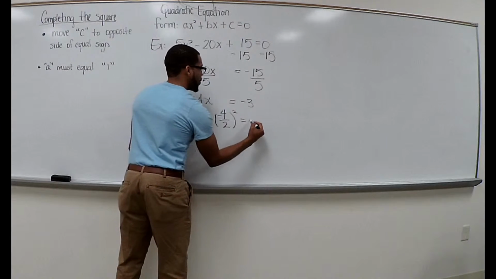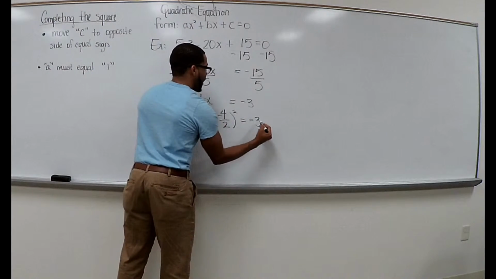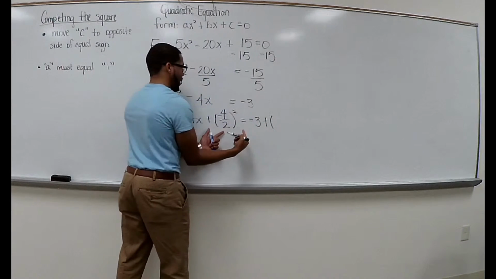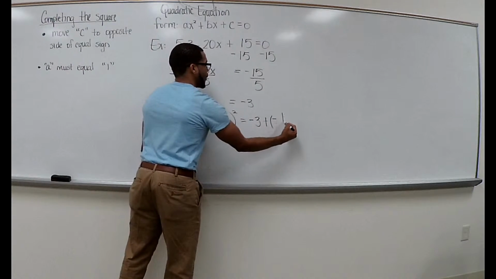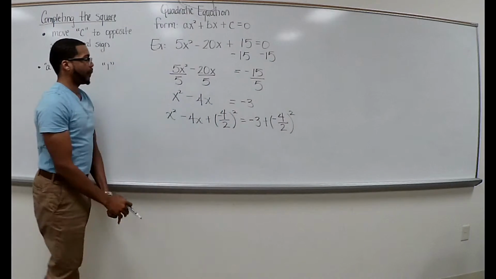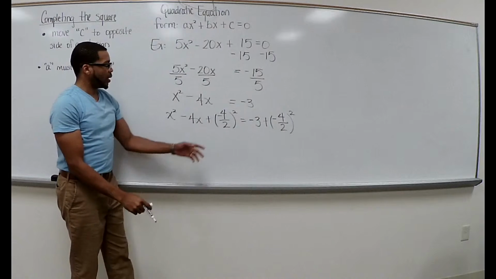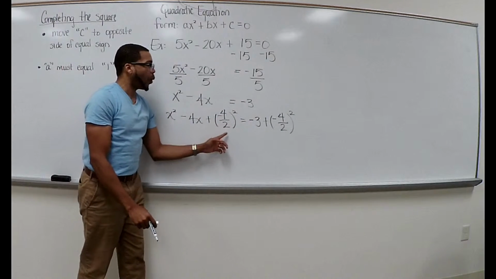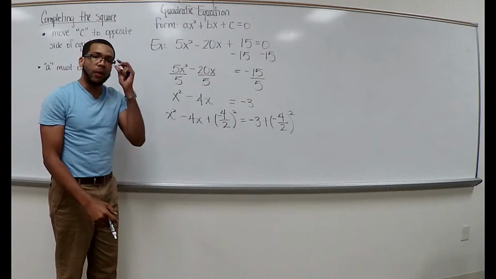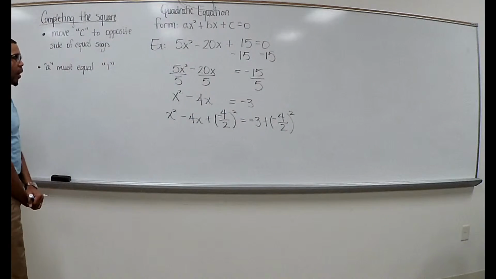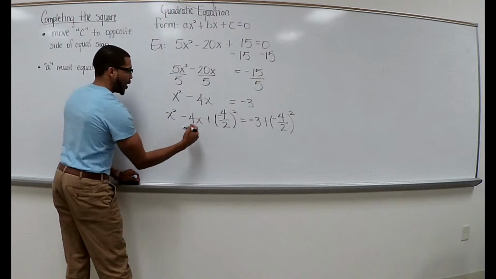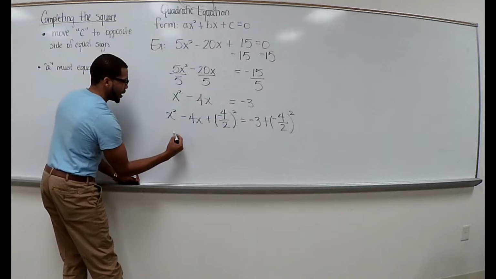If we put it on one side, we have to also put it on the other side. So we have negative 3 plus this exact same thing. Where did this come from? The B term. It will always be over 2. And you will always square it. Follow? Cool.